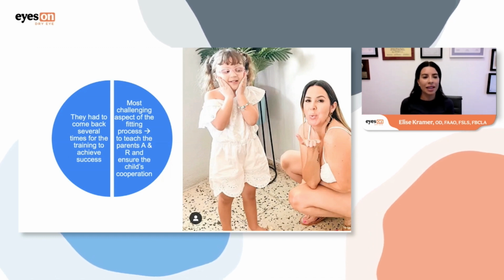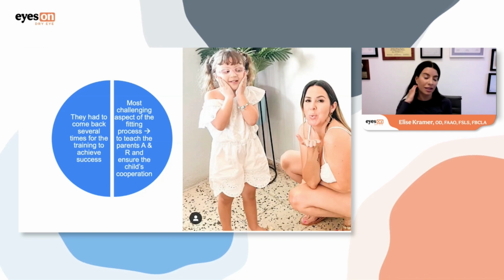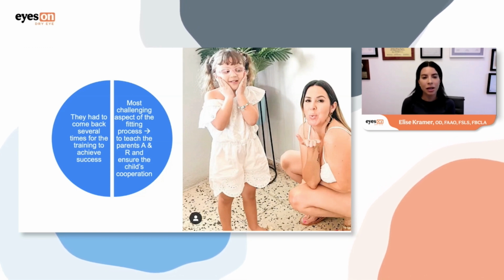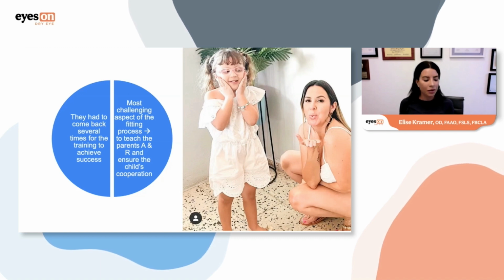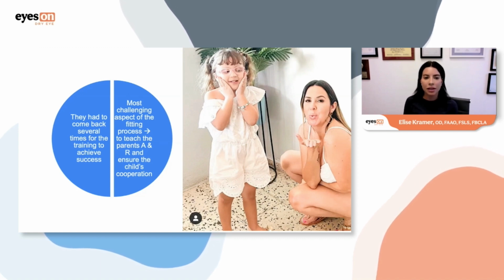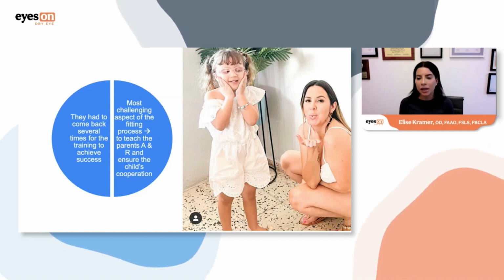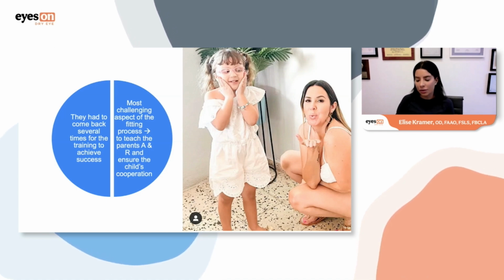Obviously, they had to come back several times for training. This is not an easy case. Scleral lenses are not that easy to apply and remove, but in a 4-year-old, it's even more challenging. But her parents were of a lot of help. Obviously, the most challenging aspect of the fitting process was to teach the parents the application and removal and ensure the child's cooperation, because that's really the key component here.